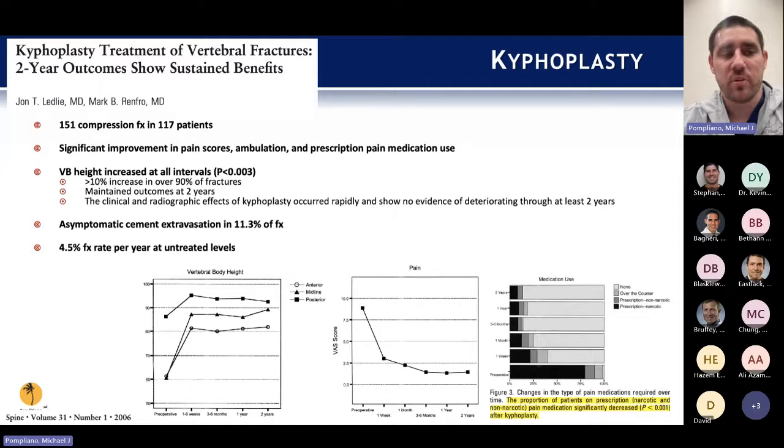So vertebral body height increased at all intervals. At least 90% of patients had a greater than 10% increase in vertebral body height, which is relatively pretty impressive. These outcomes were maintained at 2 years, and the clinical and radiographic effects were both rapid postoperatively and then did not deteriorate. It did note asymptomatic cement extravasation of 11%, which we've talked about in the past, but there were no complications associated with that. They also noted a 4.5% rate of additional compression fractures at untreated levels.